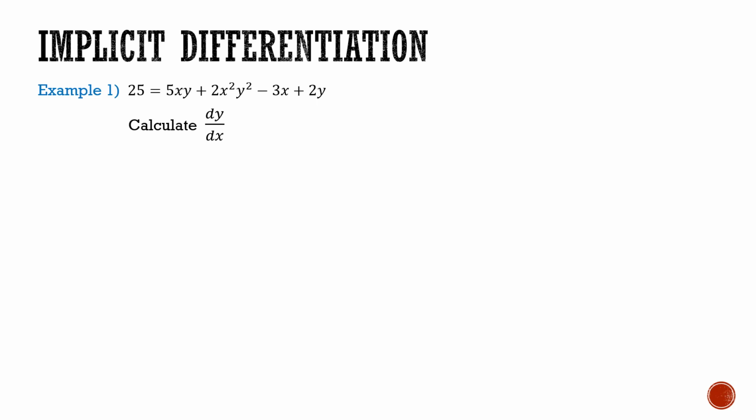Now let's remember why this is tricky. It's because y is embedded in the equation and it's not isolated, so it's tricky to do the derivative as it currently is. So we're going to try an alternative approach, implicit differentiation.